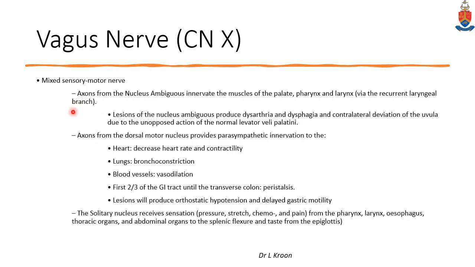The nucleus ambiguus has bilateral corticobulbar innervation, so it's unusual for it to be affected from an isolated upper motor neuron process, and instead a peripheral nerve or neuromuscular junction process is much more likely to affect this nucleus, causing a dysphagia or dysarthria.